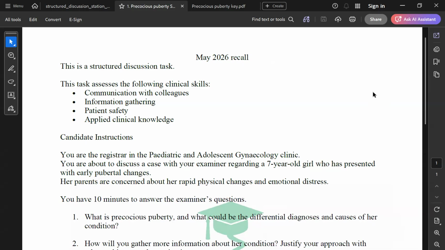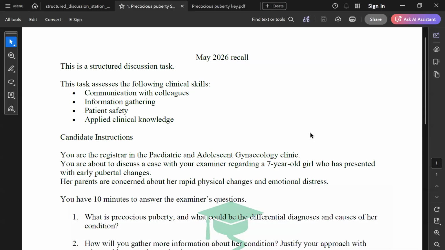This is a 7-year-old that presented with features of early pubertal changes with her parents being worried. So this is the case of precocious puberty. Precocious puberty is when there is menstruation before the age of 8, or when there are features of pubertal changes before the age of 8 years old.